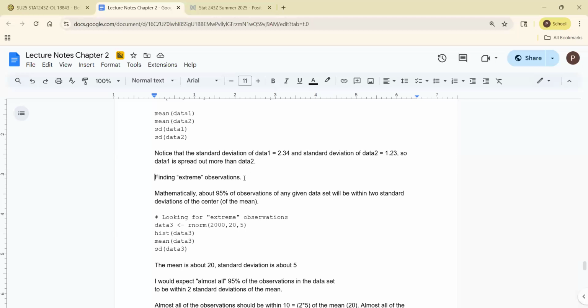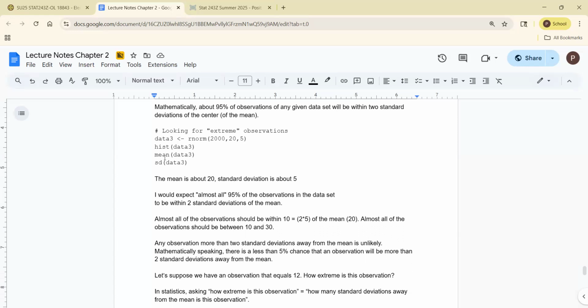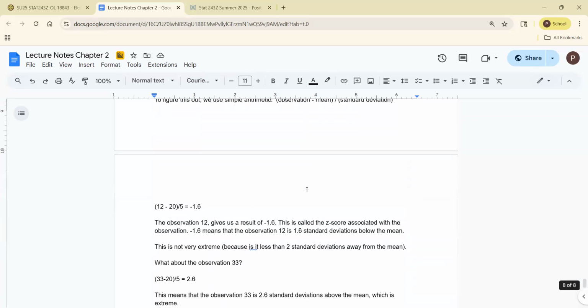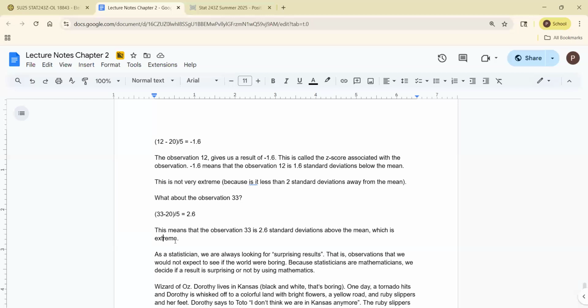The more common use is to find extreme observations. So once we have a data set, we can calculate the mean and the standard deviation. In this data set, the mean is 20, the standard deviation is 5. That means almost all of our observations should be between 10 and 30, within 2 standard deviations of the mean. So if we found an observation of, say, 33, that's 2.6 standard deviations away. That's an extreme observation. This is mathematically unlikely.